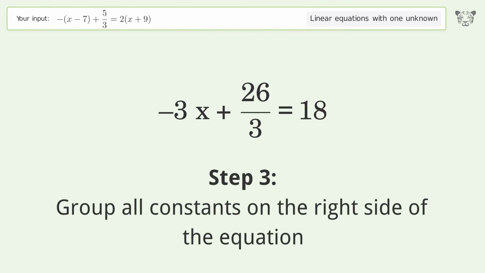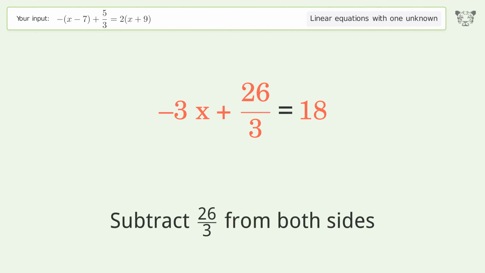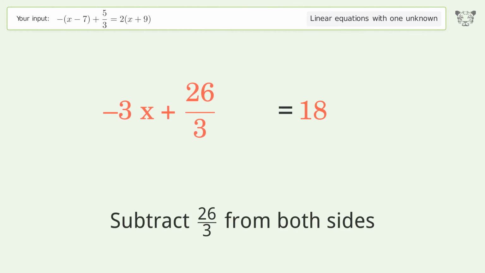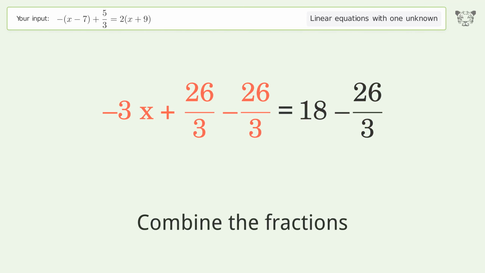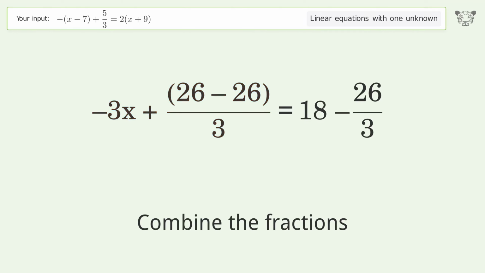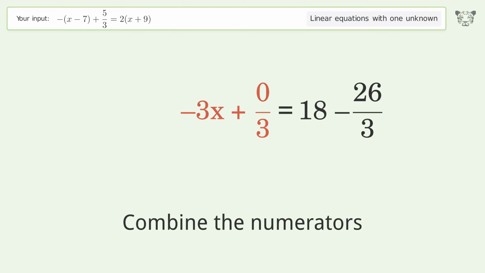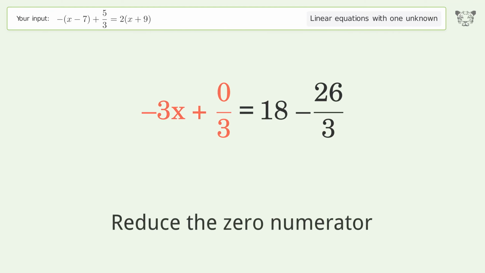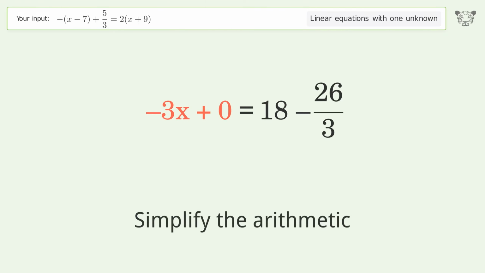Group all constants on the right side of the equation. Subtract 26/3 from both sides. Combine the fractions. Combine the numerators. Reduce the zero numerator. Simplify the arithmetic.